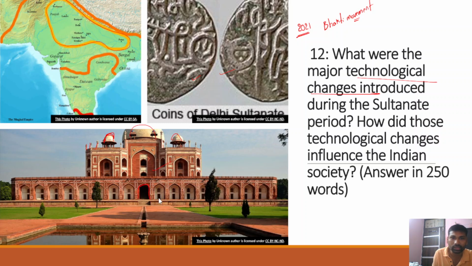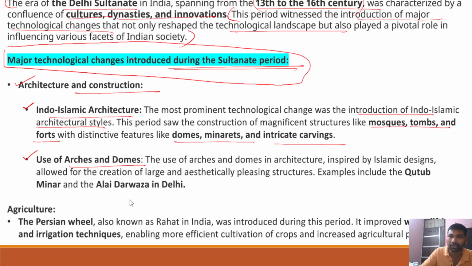This is the arch style, and this can be attributed to the Delhi Sultanate period. They extensively used arches and domes. Some of the examples of the use of arches and domes have been given here. For example, Qutub Minar, Alai Darwaza in Delhi, right?